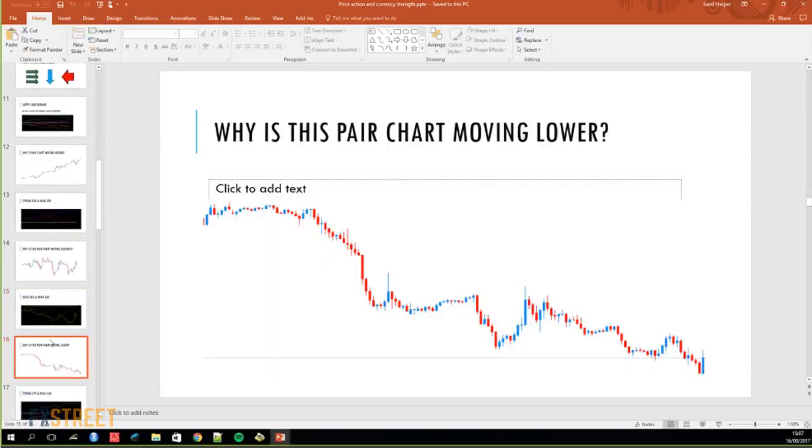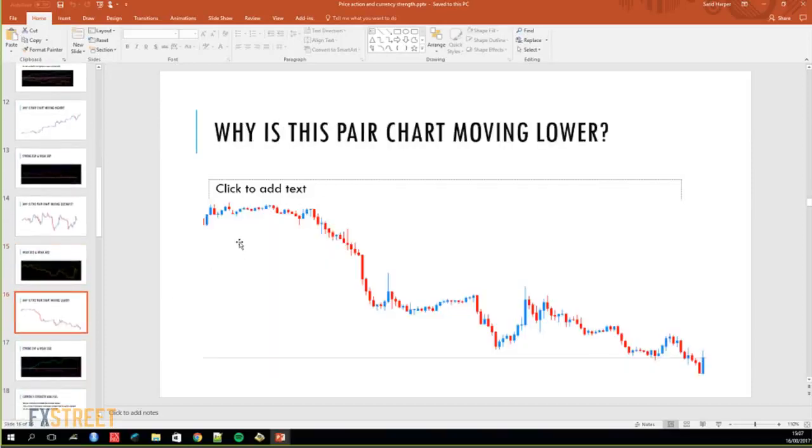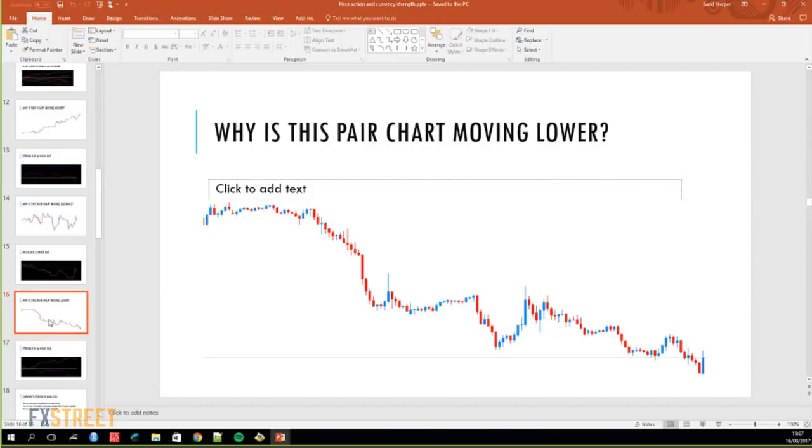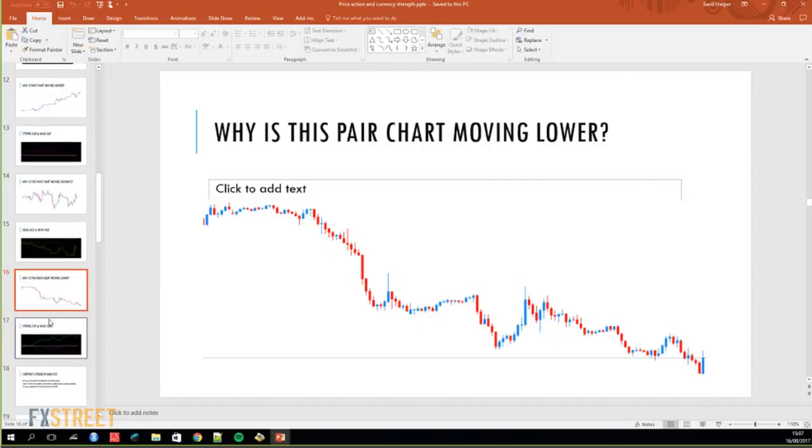Then you have price moving lower like so. And you think, well, why is it going down? Here we have the Canadian dollar and the Swiss franc, which is the CAD franc cross. And you have a very weak CAD and a very strong Swiss franc. So, of course, we have demand for the franc, the counter currency, and we have a supply of the CAD, which is the base currency, which causes this pair to move lower like so.